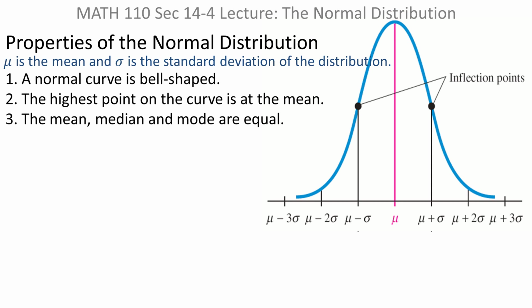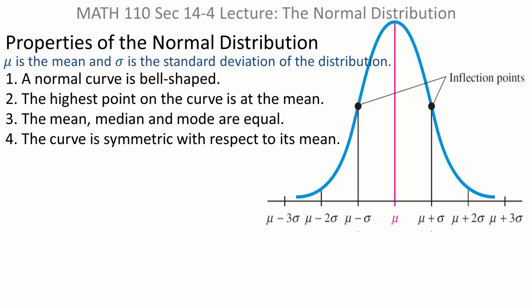It turns out that for a normal distribution, the mean, median, and mode are always equal to each other, but we'll only be using the mean. But just keep in mind the mean, median, and mode are really the same for a normal distribution. The curve is symmetric with respect to the mean. If you drew this curve on paper and folded it along the vertical line through the mean, the left half would fall right on top of the right half.